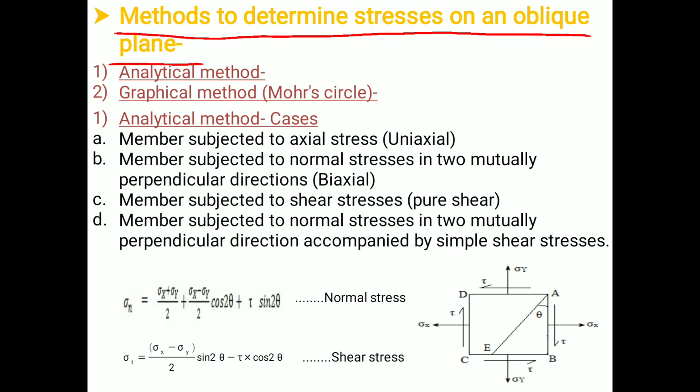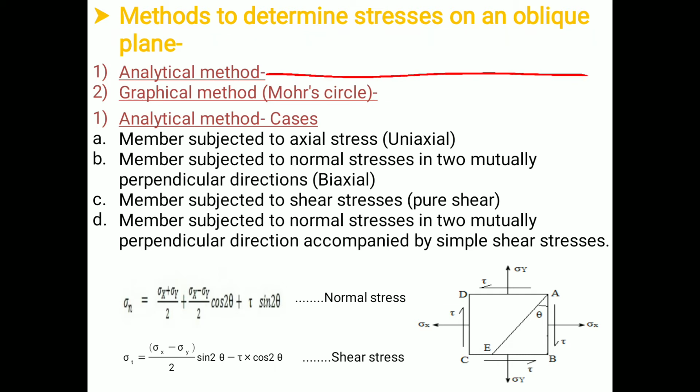There are two methods to determine the stresses on an oblique plane. The first method is the analytical method. The second method is the graphical method. Graphical method means that by using Mohr's circle we are going to determine the stresses on an oblique plane. But in the syllabus we have the analytical method only, so we will discuss the analytical method in detail.